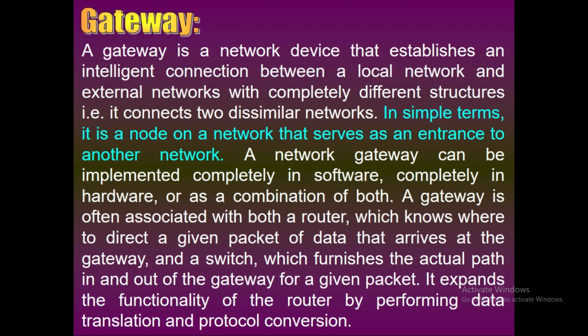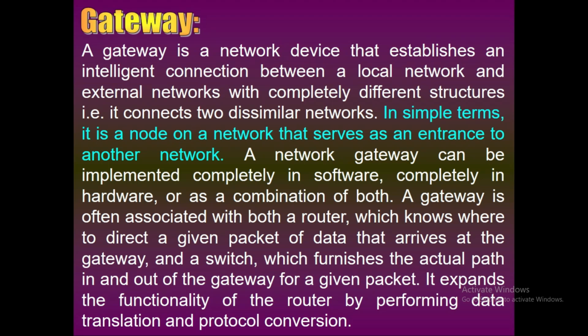Now the gateway. Earlier, while discussing the router, the gateway was mentioned. What is it? Again, it is a device that establishes an intelligent connection between a local area network and external networks with completely different structures. That means it connects two dissimilar networks, either LAN to WAN, MAN to LAN, MAN to WAN, likewise. In simple terms, it is a node on a network that serves as an entrance to another network, just like a gate to another network. All network data comes to this particular gateway and is then routed to its proper destination through this gateway computer.